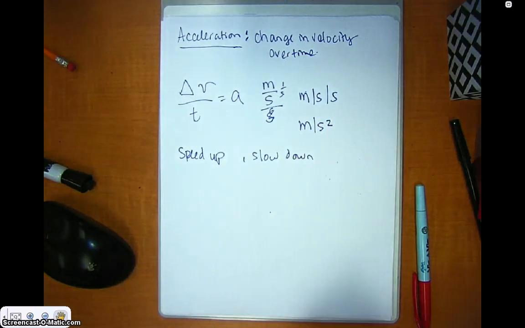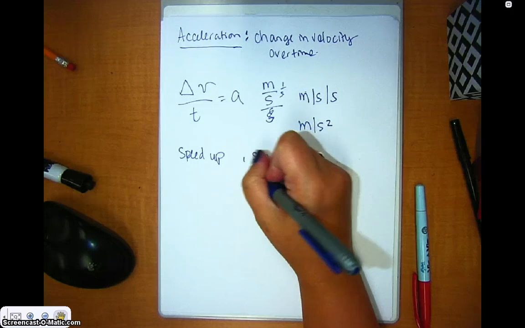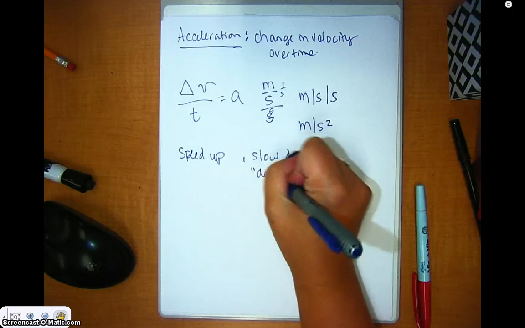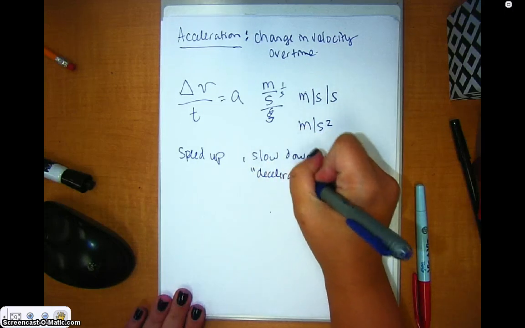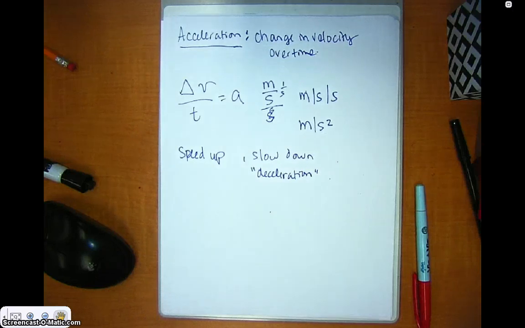So in physics, acceleration can also mean slowing down. And another layman's term that people use for slowing down, obviously, is deceleration. And we don't typically use this in physics. We use the idea of positive or negative acceleration, but we'll see how that has different meanings based on the direction of your velocity in a second.